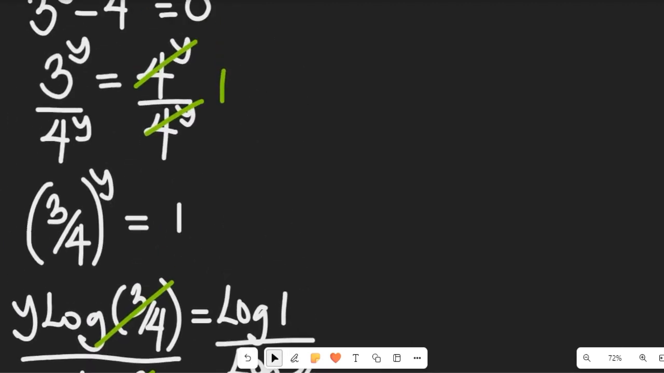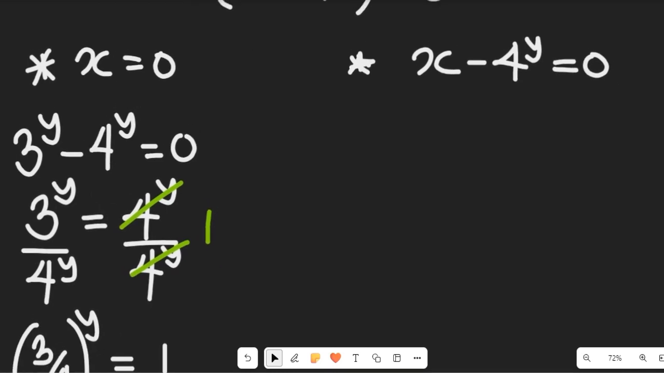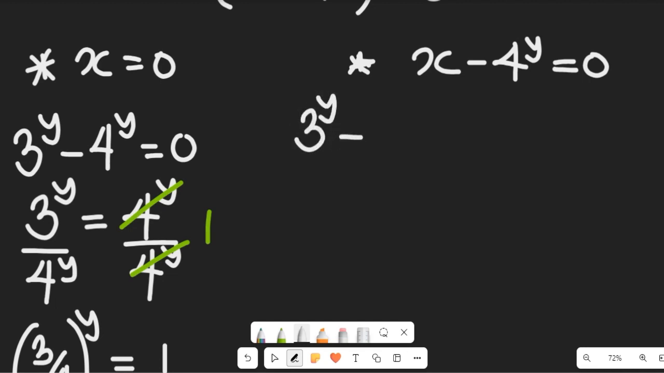Now from the second case, what do we have? We have 3 to the power of y minus 4 to the power of y minus 4 to the power of y equal to 0. Now recall that x is 3 to the power of y minus 4 to the power of y. So we're going to have 3 to the power of y minus 4 to the power of y minus 4 to the power of y equal to 0.